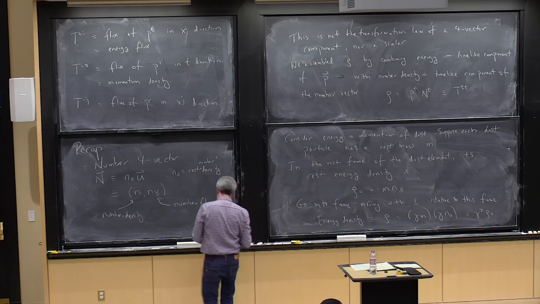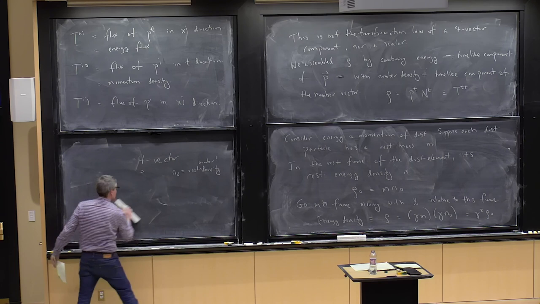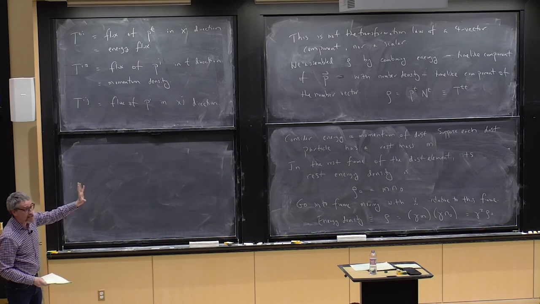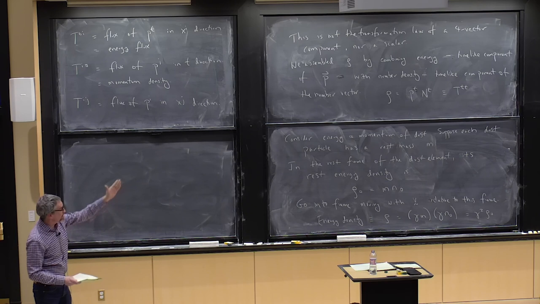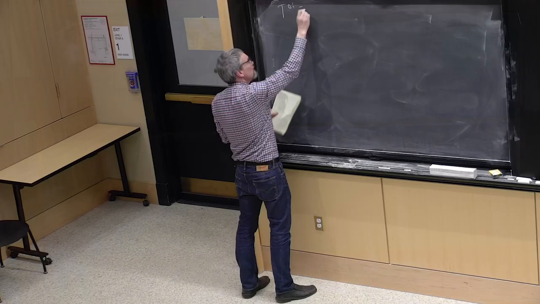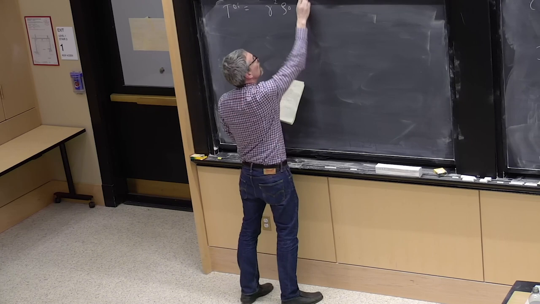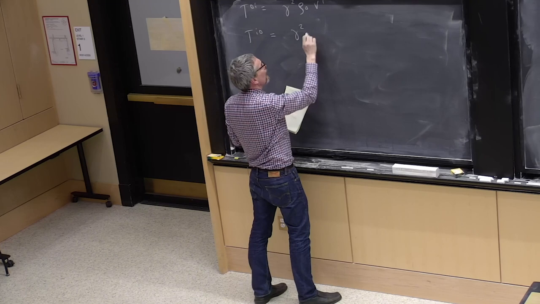One thing which is worth noting is, let's take the form of the stress energy tensor that corresponds to the dust. I'm going to write out all four of my components. I've already given you T00. T0i, I can write that as gamma squared rho 0 vi. T0i equals gamma squared rho 0 vi.